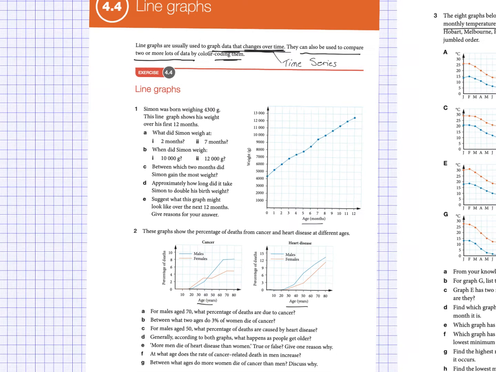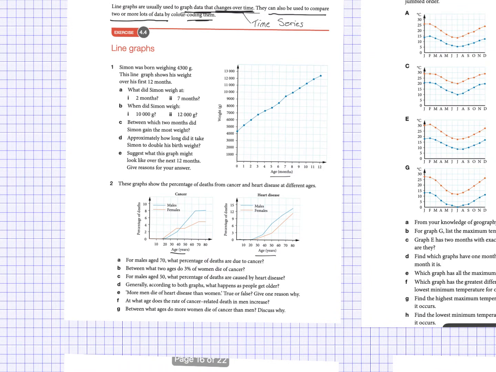All right, so to read a line graph, one of the important things we're looking for is either the time or whatever is up the side. So we look at these questions and we say to ourselves, what did Simon weigh at 2 months? So we find 2 months along the bottom and we go up until we hit the blue line, then back to the side, and that is his weight at 2 months. So that would be 6,000, and it says it's in grams, which would be 6 kilos.